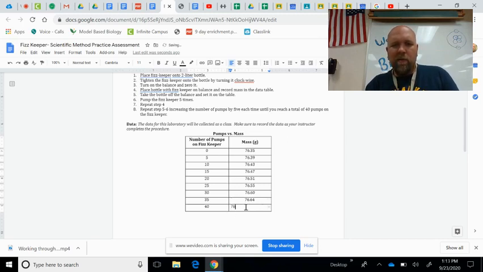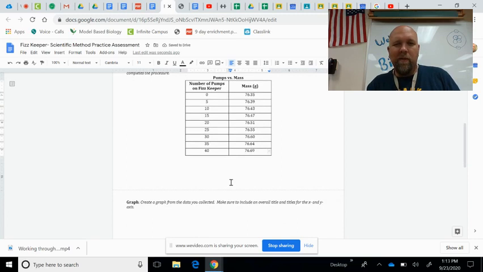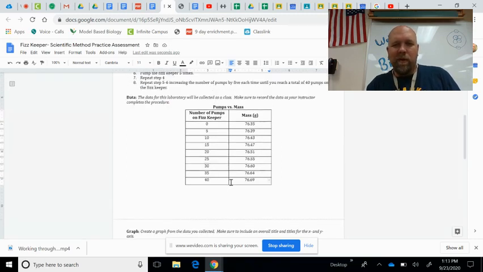Now that you have your data in your chart, you can go ahead and make a graph, just like we did last time. Go ahead and watch the video on making a graph if you need help. But basically, you just copy and paste this data table into Google Sheets, make your graph, add a trend line, and then copy and paste it back into this document.